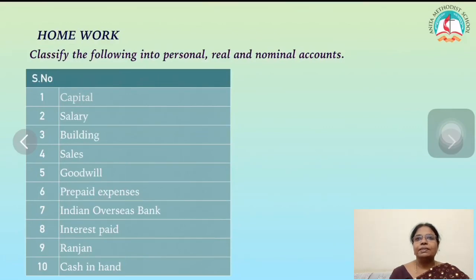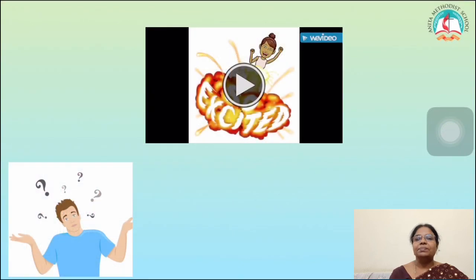Children, this is your homework sum. You have to identify whether the following is a personal, real or nominal account and write the answer. I'll read the sum, you listen carefully. Capital, salary, building, sales, goodwill, prepaid expenses, Indian Overseas Bank, interest paid, Ranjan, cash in hand. So you have to find out whether it belongs to personal, real or nominal account and write the answer.